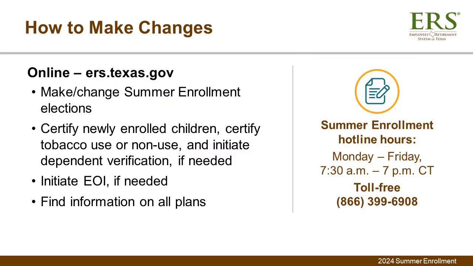When you decide on the changes you want to make, you can do it online, contact your benefits coordinator, or give us a call during your 2-week enrollment phase. Summer enrollment is a busy time of year. If you need to make changes to your coverage, the quickest and easiest way is by logging into your ERS account and making your summer enrollment elections online. It's fast. You will receive confirmation of your requested changes via email if your email address is on file. Otherwise, the confirmation is mailed to you. You want to keep this confirmation for your records.